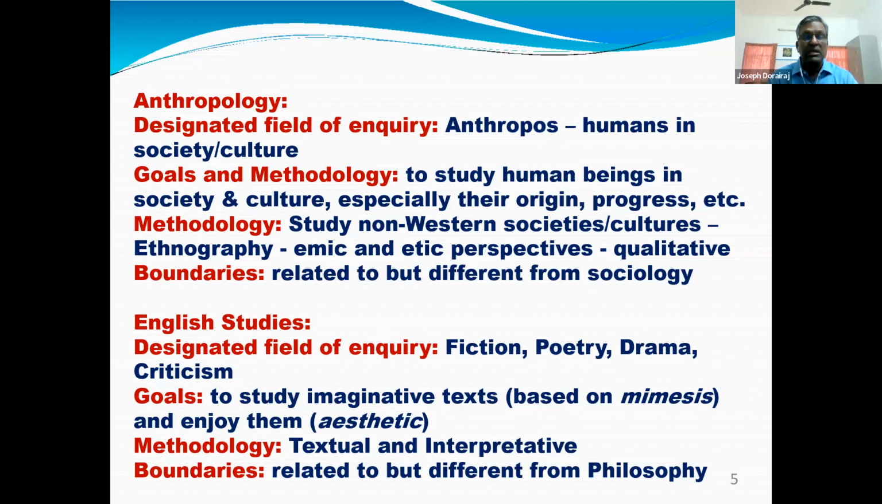So here is an example, anthropology. What is the designated field of inquiry? Anthropology as a discipline or as a subject studies anthropos, it studies human beings in society or culture. And what is its goal? What is its methodology? The goal of anthropology, or the methodology that is employed by anthropologists, is to study human beings in society and culture, especially in terms of their origin, growth, and progress.